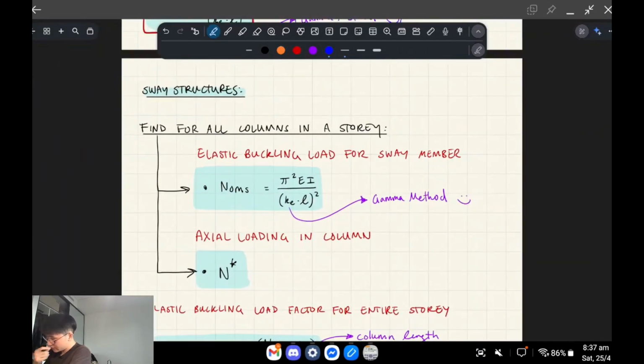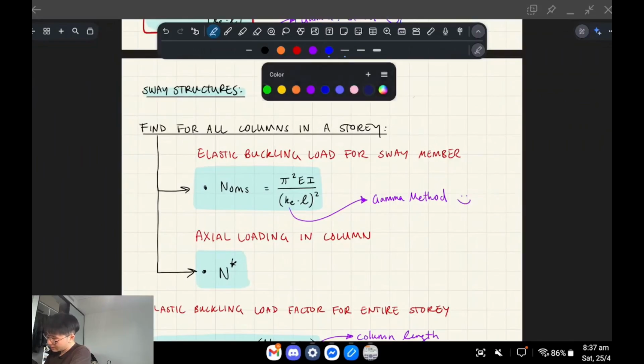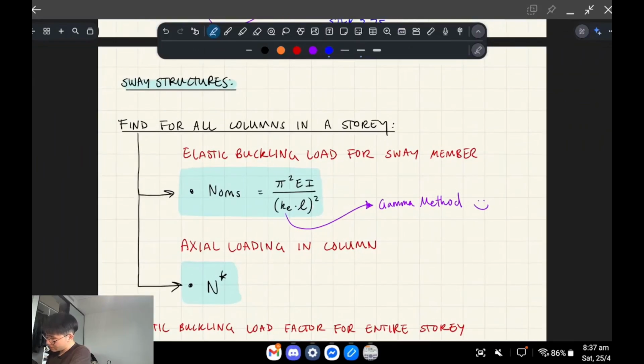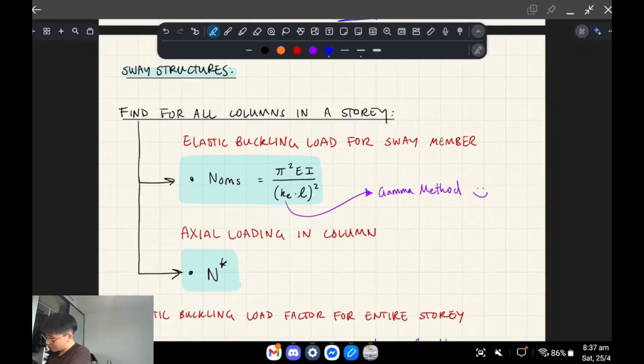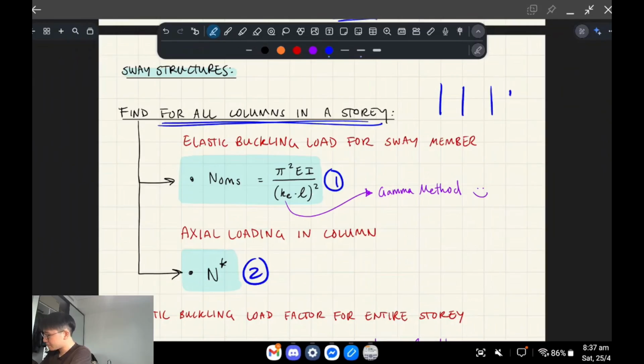For sway structures, what you do is basically you figure out step 1 and step 2 for all of the columns in a story. So if we've got 4 columns, for example, in a story, like this, you have to compute the reference buckling load and the axial load in each of these columns, right?